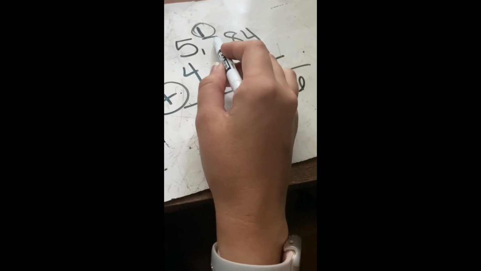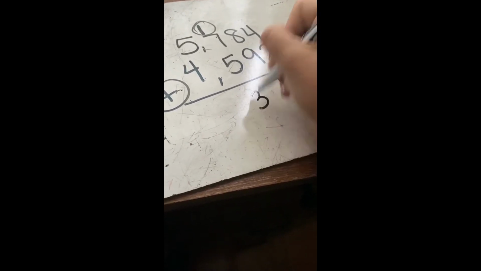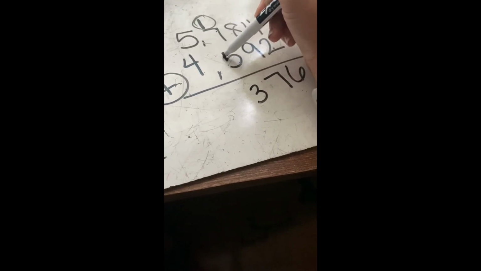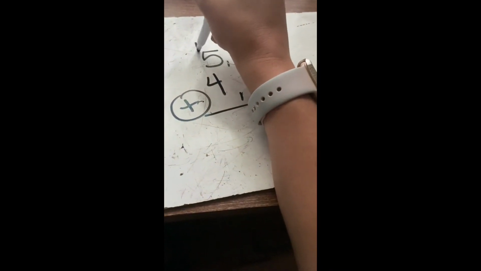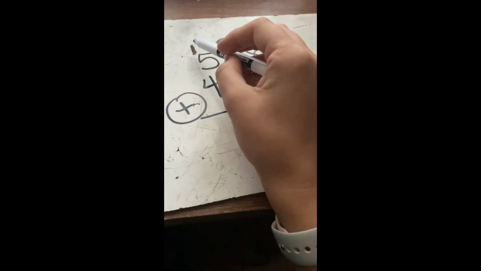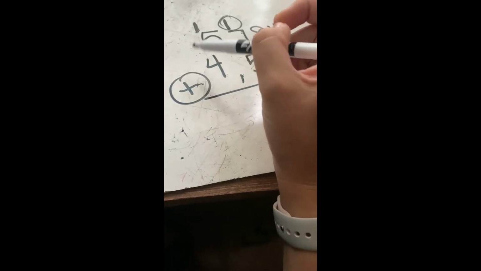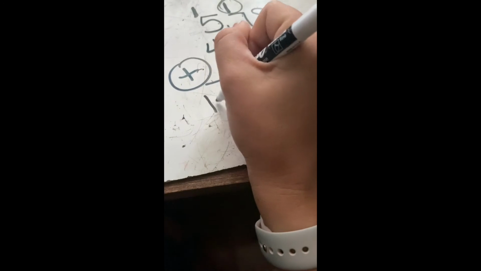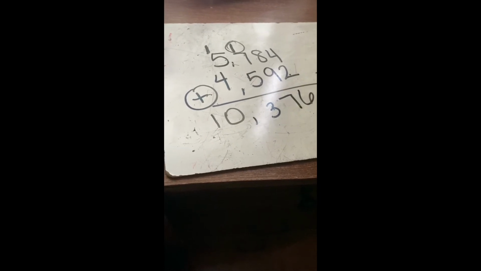So 7 plus 1 is 8. 8 plus 5 is 13. And really this is 700, 800. 800 plus 500 is 1,300. So the 300 goes here, but the 1,000 goes up here to the thousands place. So 1,000 plus 5,000 is 6,000. 6,000 plus 4,000, 6 plus 4 is 10. So it's 10,376.